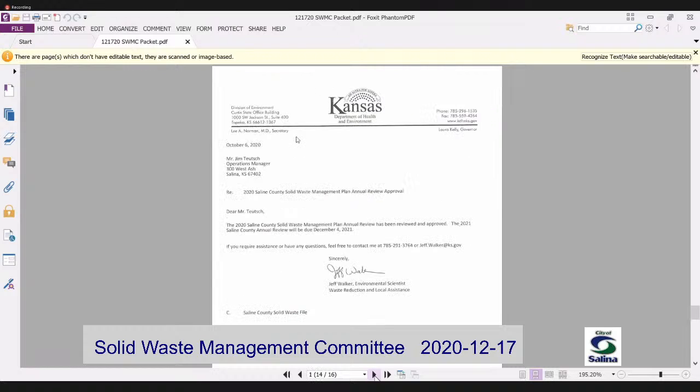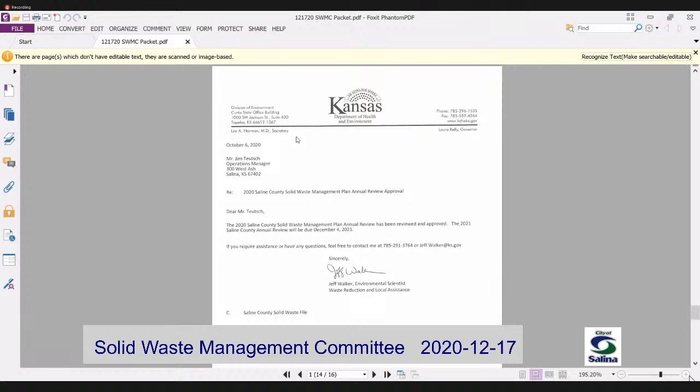Next page, please. So in response to that letter, just a few days later, Jeff Walker, the environmental scientist who is responsible for the review and approval of solid waste management plans for the state of Kansas, responded that the 2020 Saline County Solid Waste Management Plan annual review has been reviewed and approved. And just as a note to committee members, the next annual review will be due by December 4th of 2021.